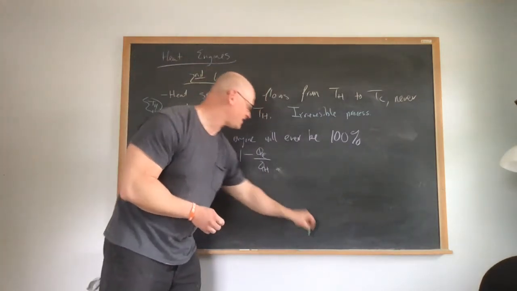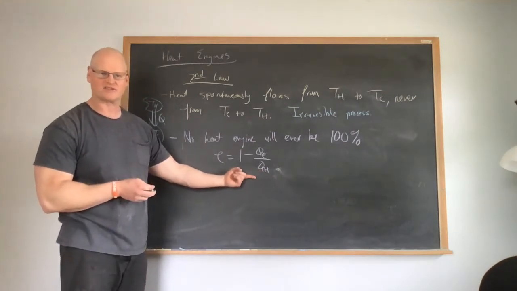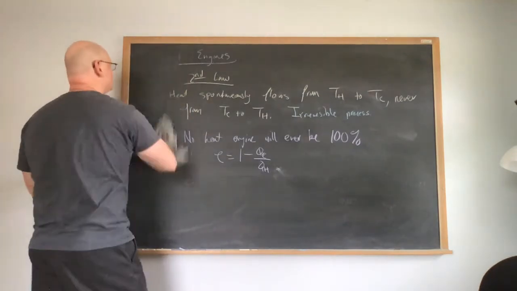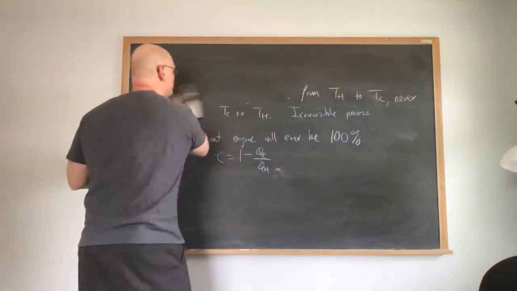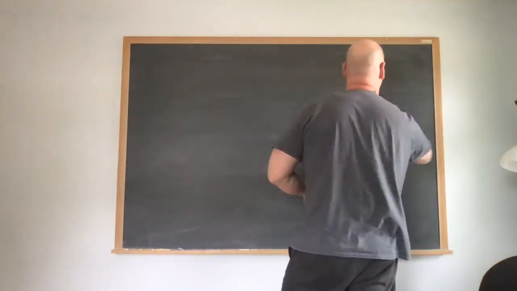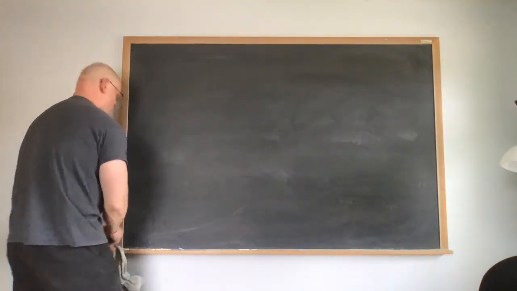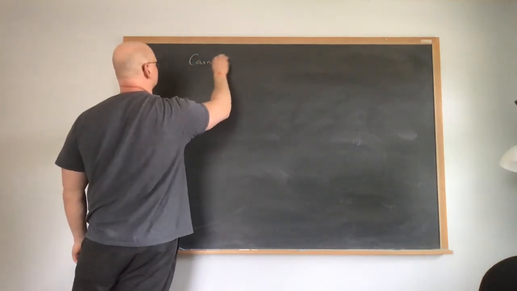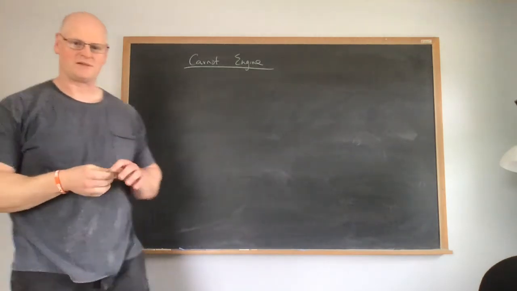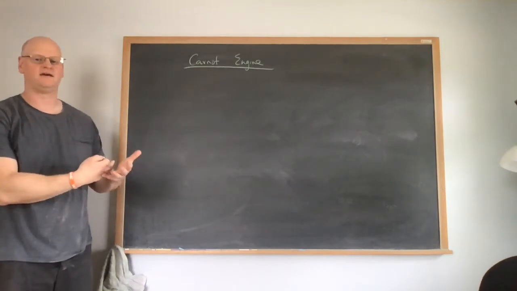Meaning, if this can never be 100%, what is the maximum value at which it can actually occur? To answer this, we have to look at a completely theoretical type of heat engine, which is what's known as the Carnot engine. So let's look at the Carnot engine. What's a Carnot engine? A Carnot engine is a completely theoretical device, meaning that we can never actually build one of these in nature.